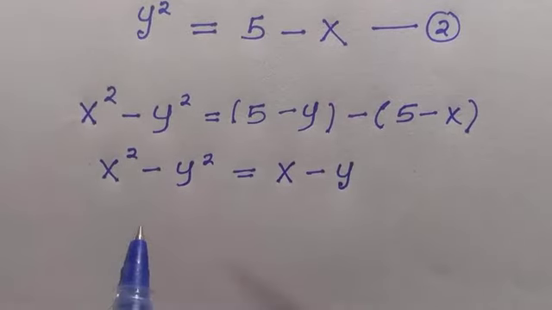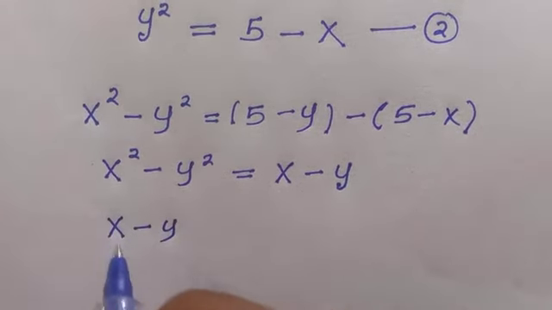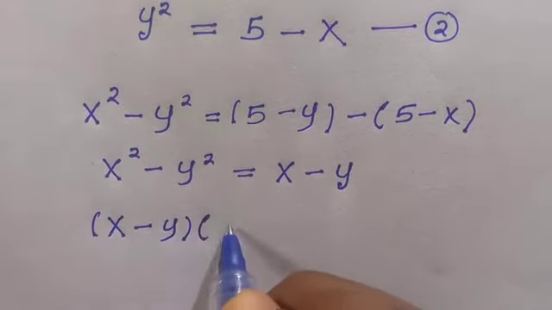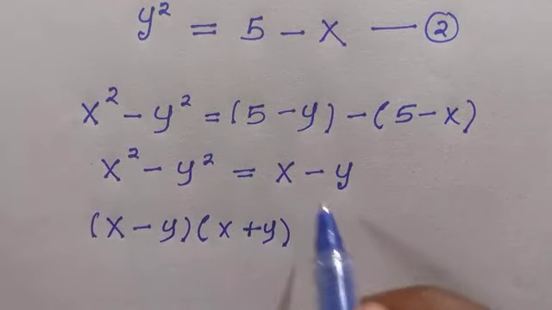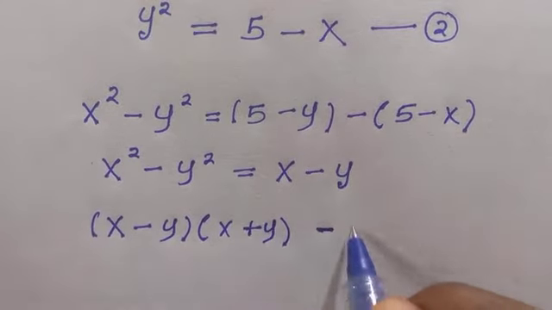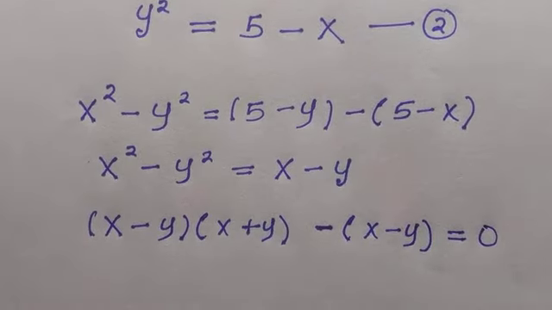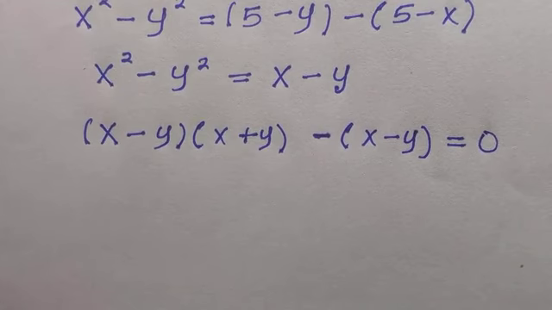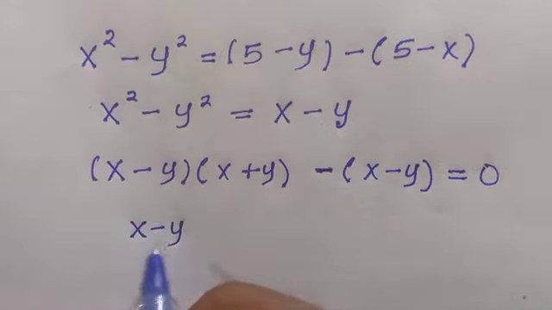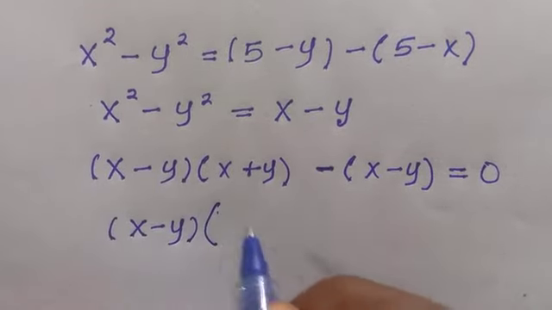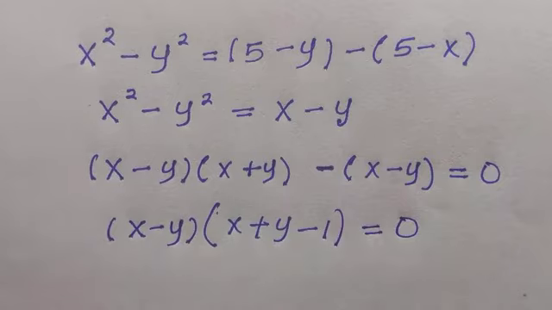The next thing we are going to do here is, the first one is just like a difference of two squares, which can be written as x minus y bracket x plus y. Taking the right hand side to the left hand side, we have minus bracket x minus y equals 0. Looking at this step, x minus y is common, so we can factorize it out and put the rest in the bracket, which is x plus y minus 1 equals 0.